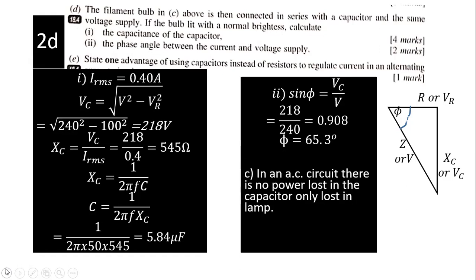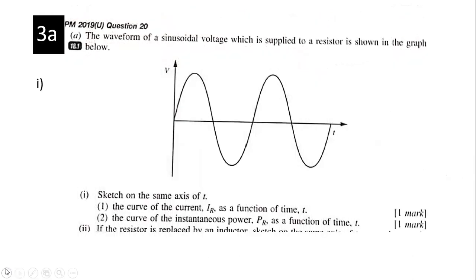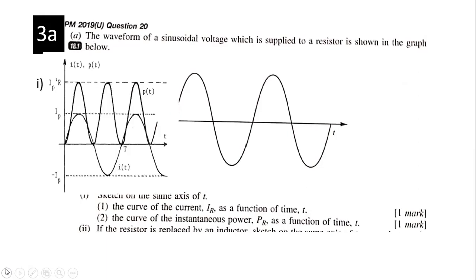Okay, let's do the last question. The waveform of a sinusoidal voltage, which is supplied to a resistor, is shown in the graph below. Sketch on the same axis of time the curve for IR as a function of t, and the curve for instantaneous power PR as a function of t. That's all. You may want to draw in the voltage graph also.